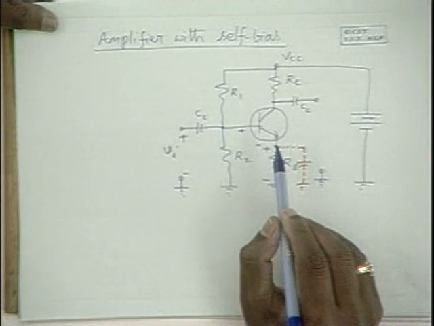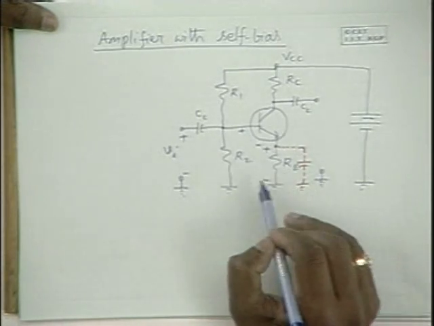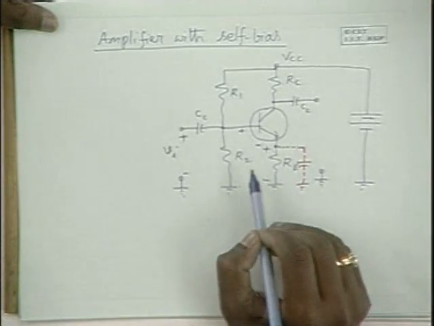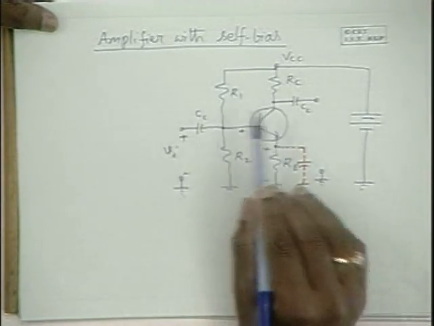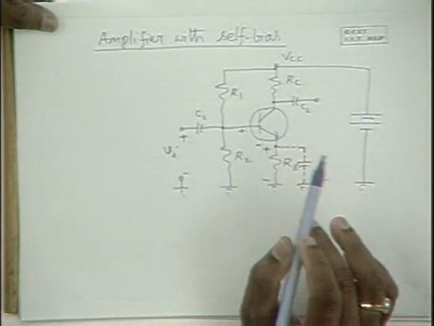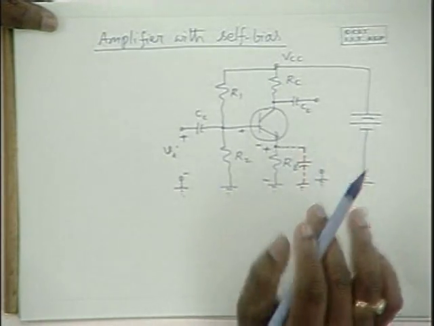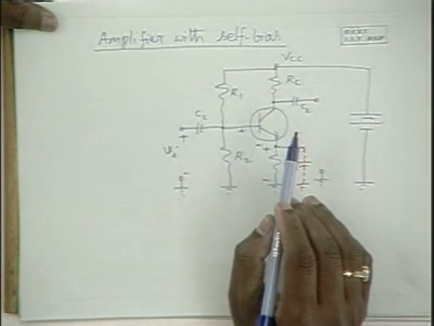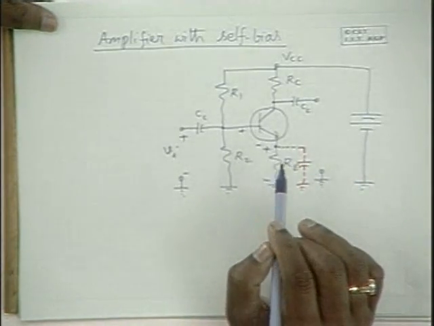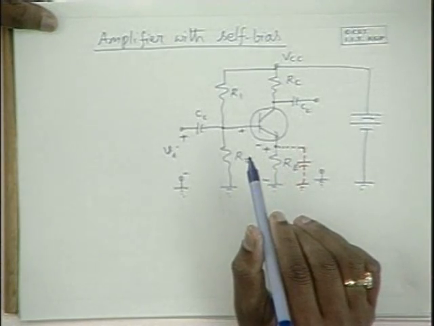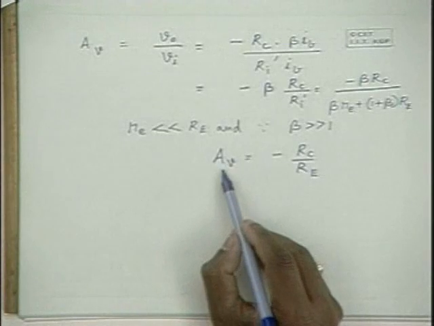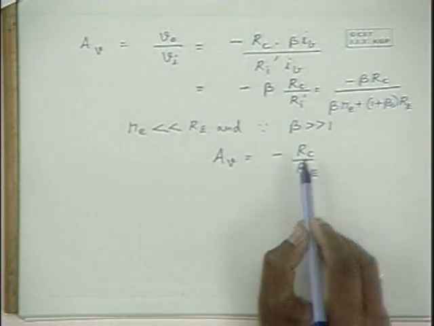So this was a positive point as far as bias stability is concerned. It is a positive point even for AC analysis. If you want the amplification to be stable, please note that the amplification is totally dependent on RC and RE. It's minus RC by RE. It is not dependent on beta. So the voltage gain is minus RC by RE.